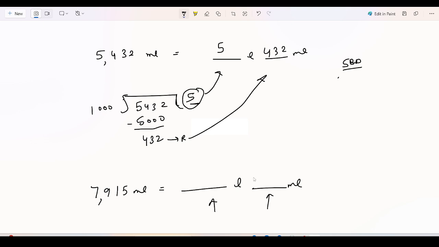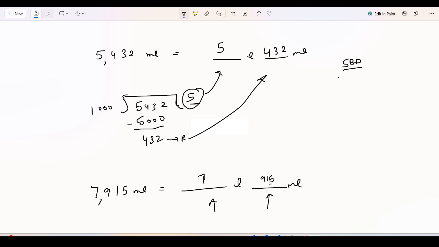First, tell me about liters. What should I put in liters? 7. Very good. And milliliters? What is the remainder? Wait, check. So, 7 is 915.